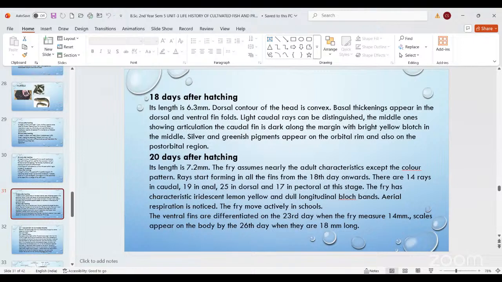The fry has characteristic iridescent lemon yellow and dull longitudinal blotch bands. Aerial respiration is noticed. The fry move actively in schools. The ventral fins are differentiated on the 23rd day when the fry measures 14 mm. Scales appear on the body by the 26th day when they are 18 mm long.